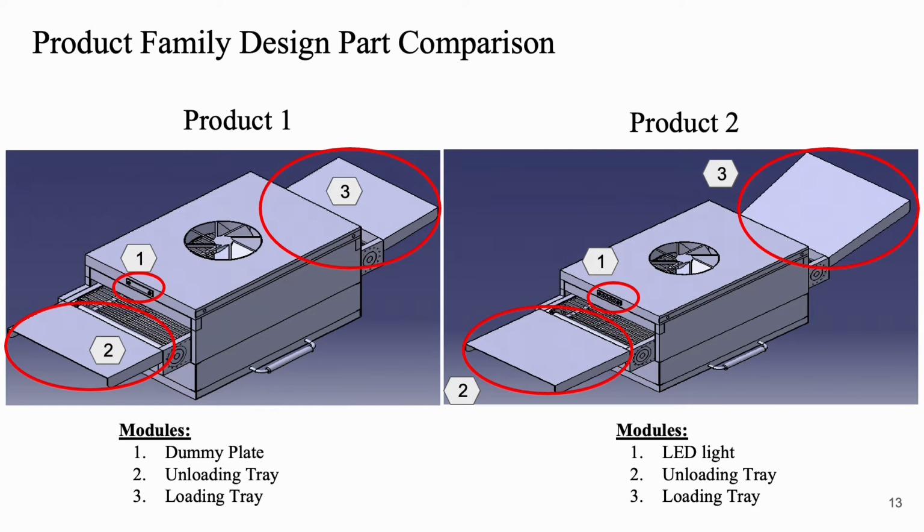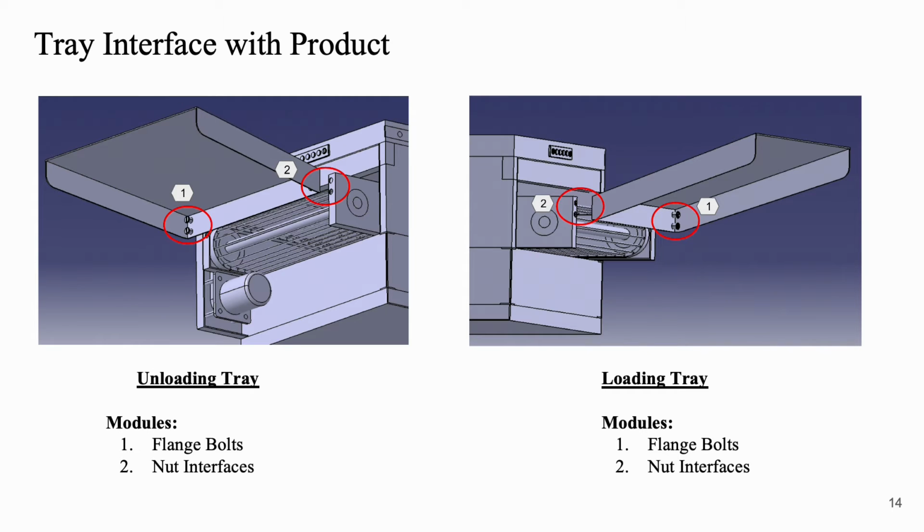Elaborating on product family design model comparison, both the offerings of the conveyor oven product are shown here. In product 2, new and redesigned components such as LED, loading, and unloading trays are assembled and demarcated to represent overall differences. Here you can see the interface of a loading and unloading tray with rail guides. Both the trays are attached to the rail guides using fasteners.